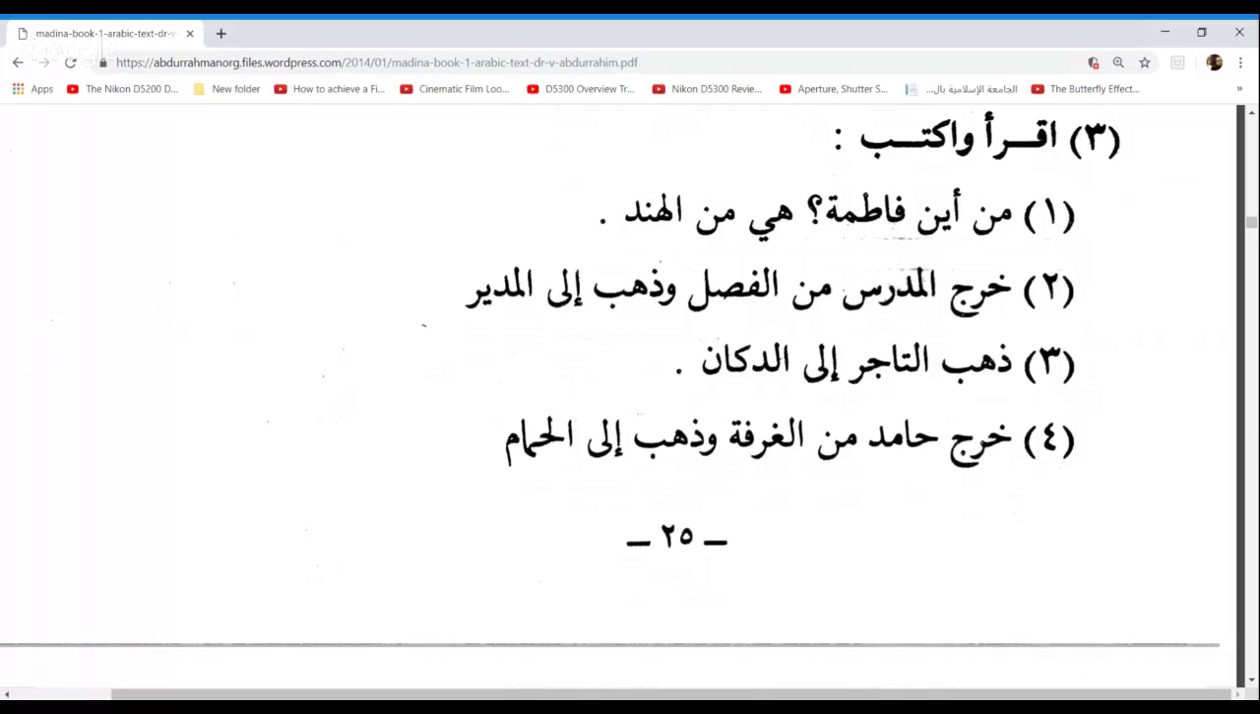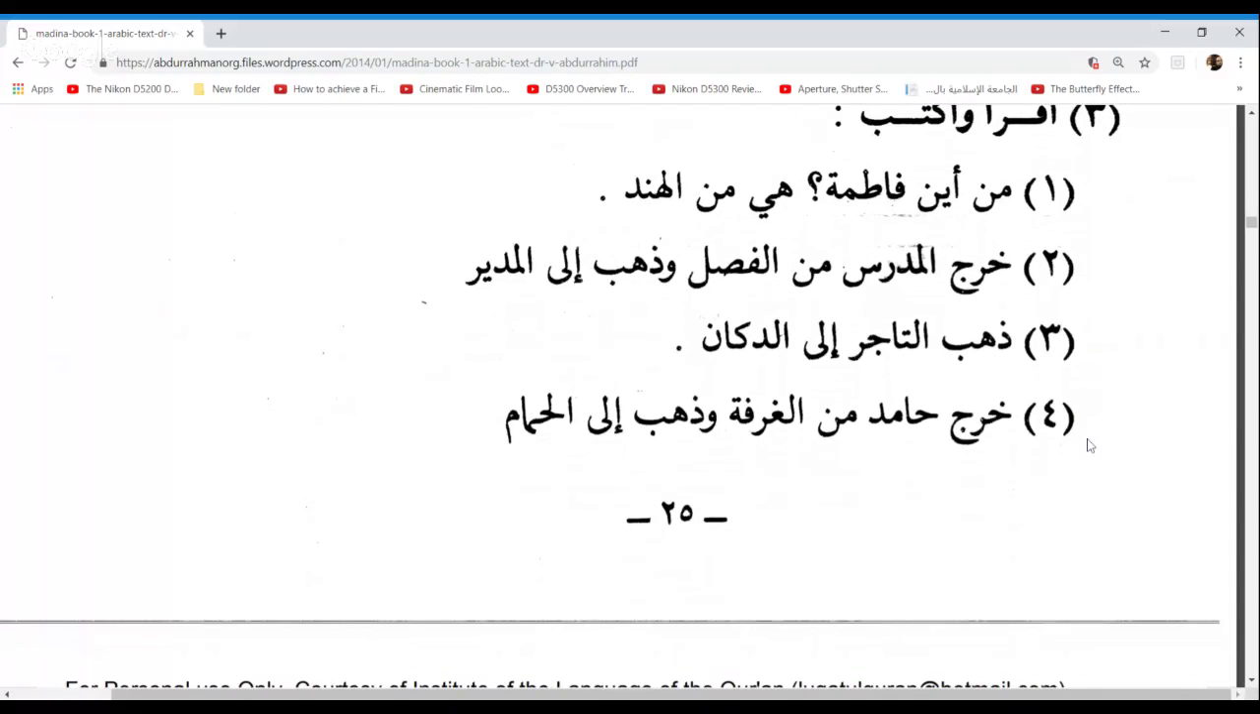The man went to... Okay, so tajiru means a businessman or merchant, and إلى الدكان means the shop. So the merchant went to the shop. Okay, go ahead, Andrew.